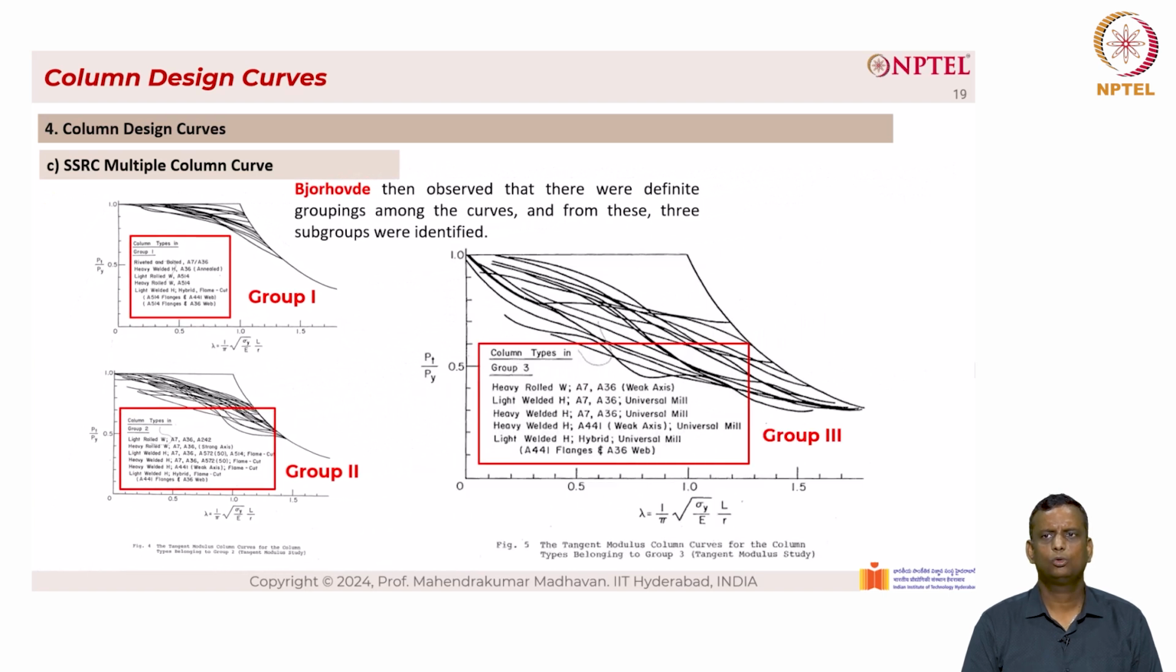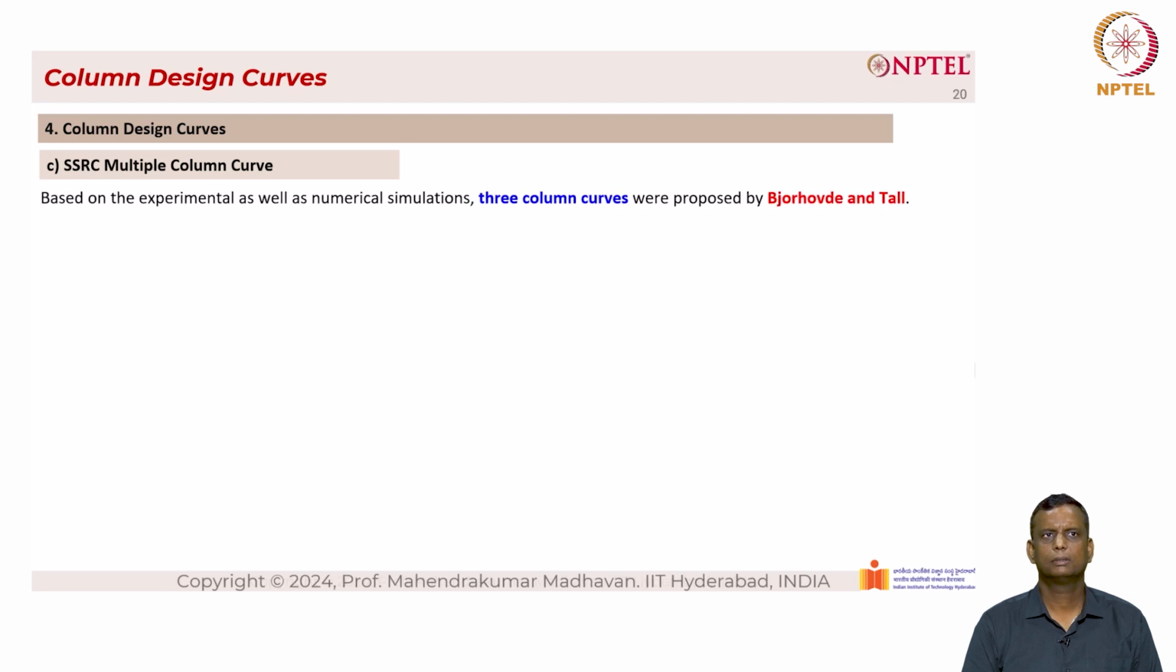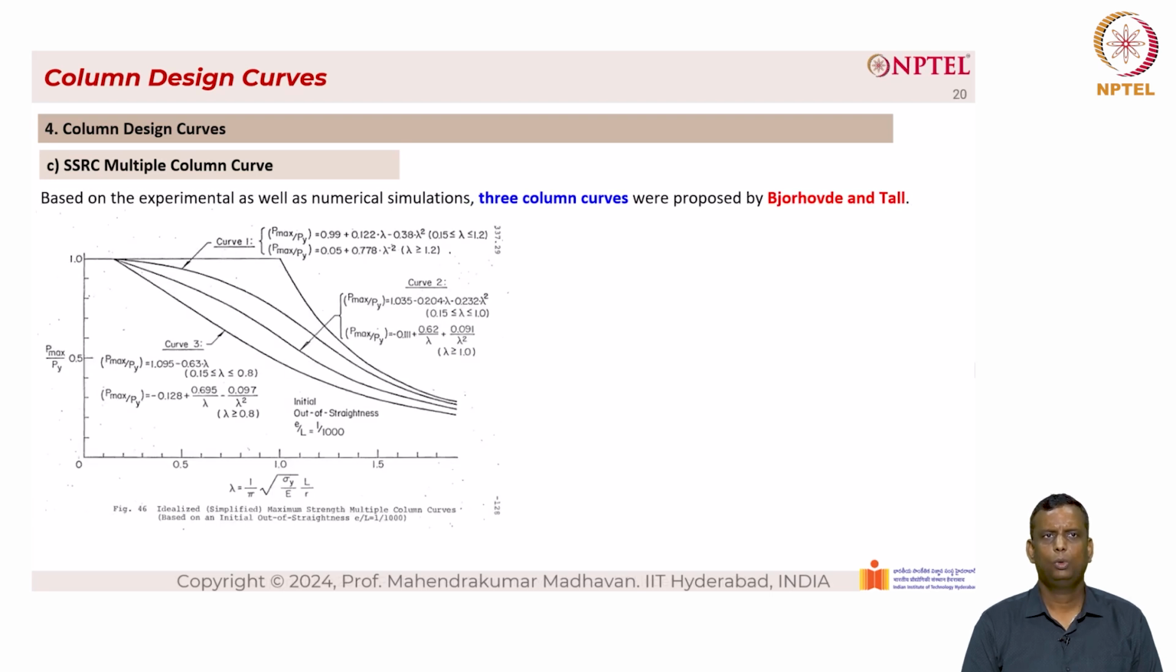The third one is group 3, which is much lower in strength, as you can see here, again for various types of configurations and fabrication methodologies. Based on the experimental as well as numerical simulations, three column curves were proposed by Bjorhovde and Tall. Curve 1, as you can see here, is shown at the top.